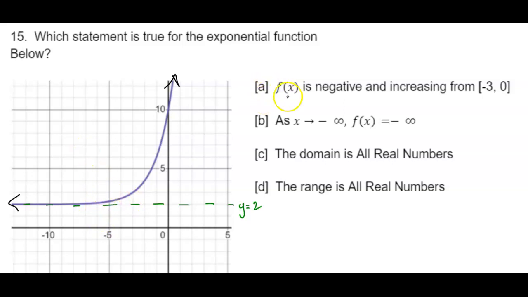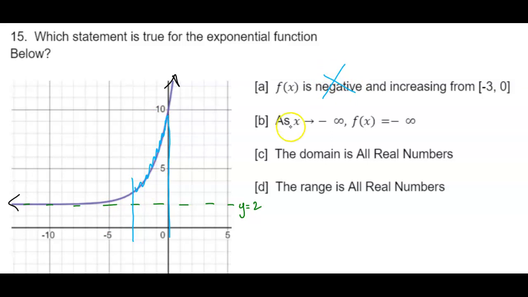So let's look at the first statement. F of x is negative and increasing from -3 to 0. All right, so x is -3 right here. 0 is right here. So you're looking at this piece of the function right here. If I read left to right, it is increasing. However, these values are not negative. These values are all above the x-axis. These y values are all positive. So this is incorrect for that statement. So I'm not going to choose A.